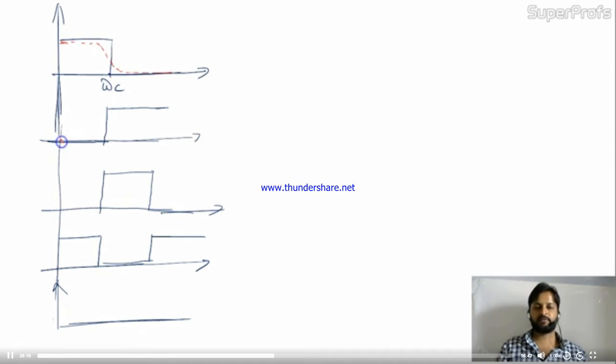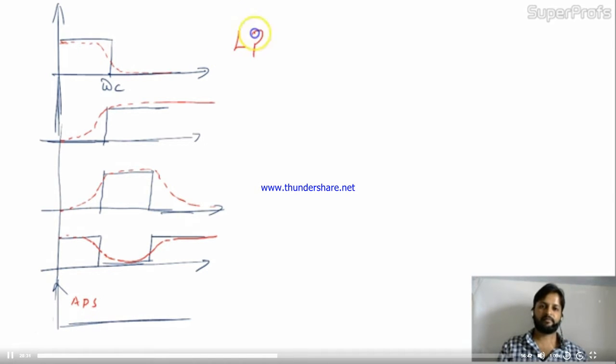And if you observe this high pass filter, it will be like this. And this is the band pass. This is the band reject. This is practically what we will see, and this is the all pass filter. So this one is LPF, this is HPF, passing high frequencies, passing low frequencies. This is band pass and this is band reject.